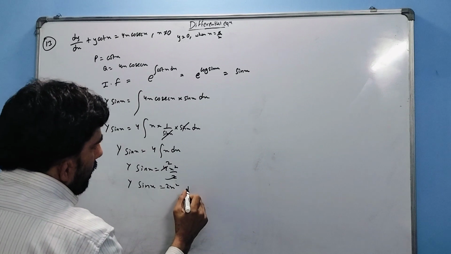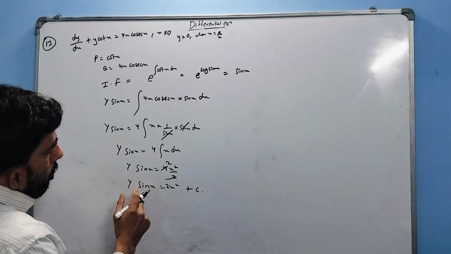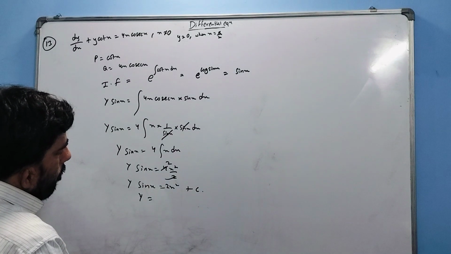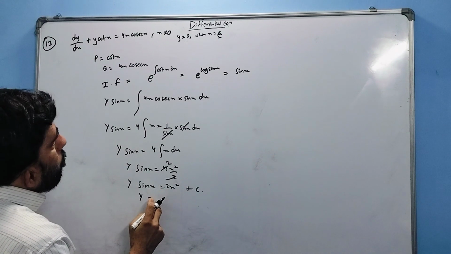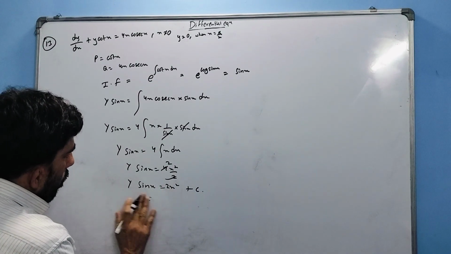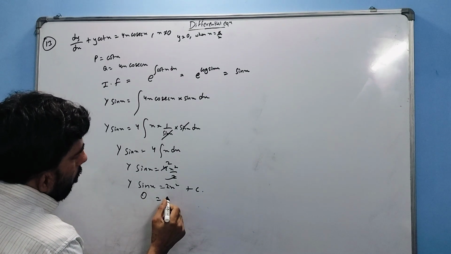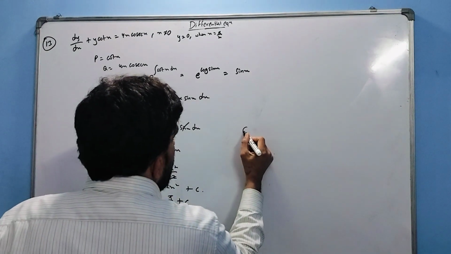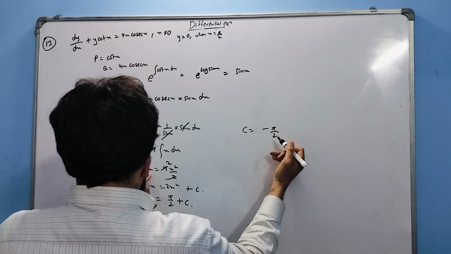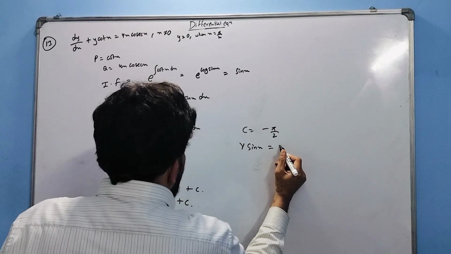So now they are saying that x will be pi by 2 when y is 0. X is pi by 2, sin 90 will be 1. Here x is pi by 2, y is 0. So it will become 0 is equal to 2 into pi by 2 whole square, pi by 4, so we have pi by 2 plus c. So here c is minus pi by 2. So now I can put the value here. So now I got y sin x is equal to 2x square minus pi by 2.